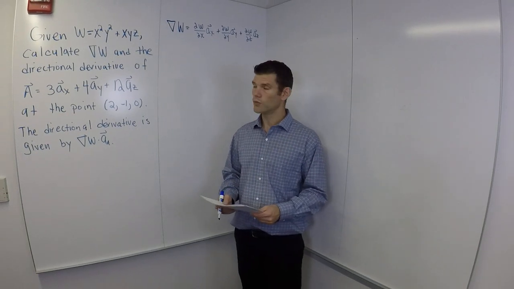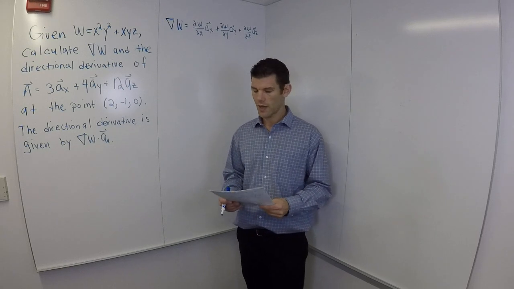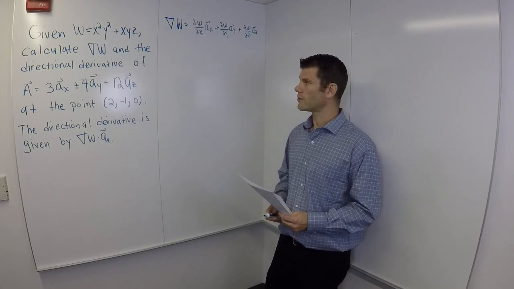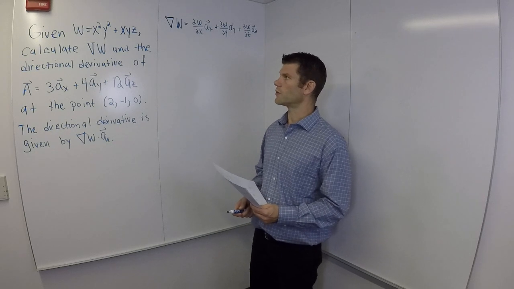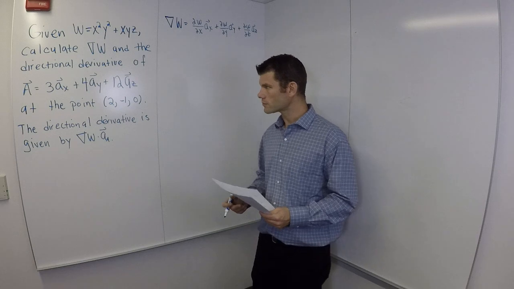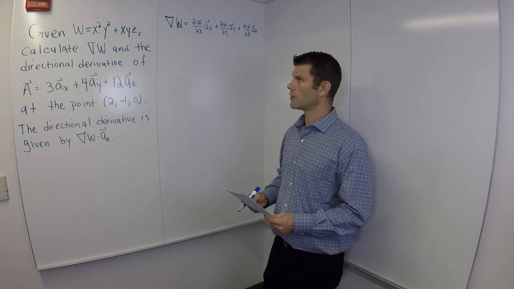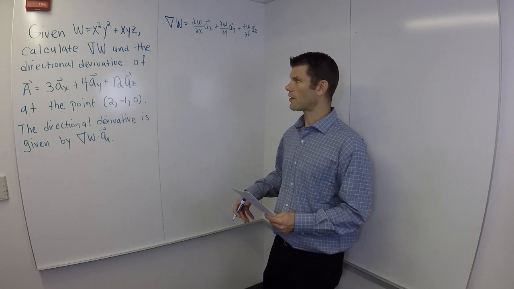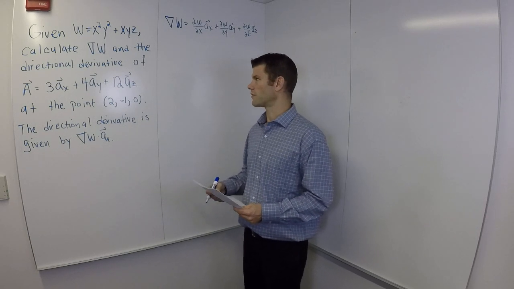So now I'm going to cover example 4 from lecture 4, which we did not get to in class. The problem statement is, if we're given a scalar field, which is w equal to x squared times y squared plus xyz, we'd like to calculate the gradient of that scalar field. Now recall from class that whenever we calculate the gradient of a scalar field, this produces a vector field.